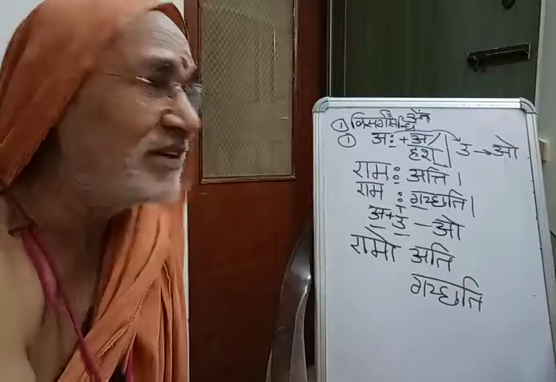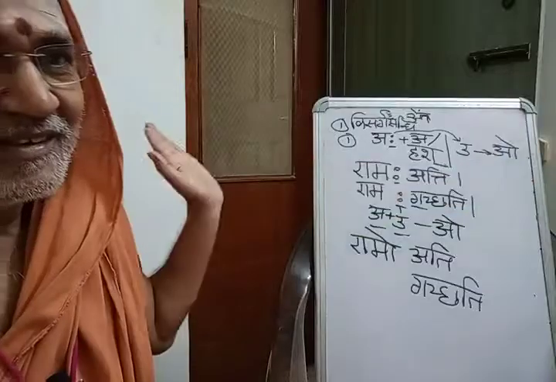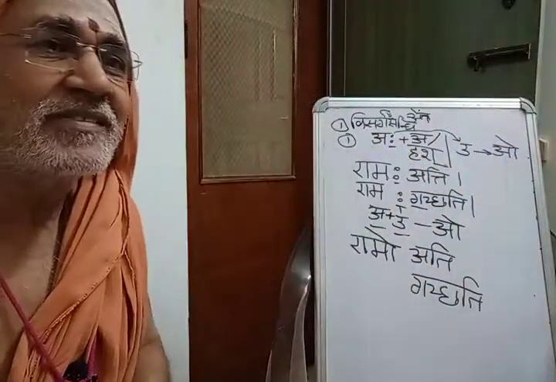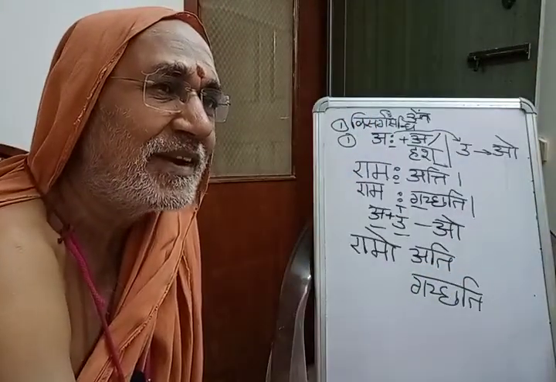Ramaha vigrahavan, V is soft. Because it is other than the 13. So V is in Ha, Ya, Va, Ra, La. Va is a soft consonant. Therefore Ramo vigrahavan. So Ramaha changed to Ramo. That is the way.